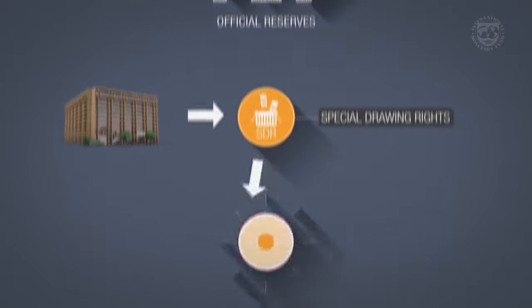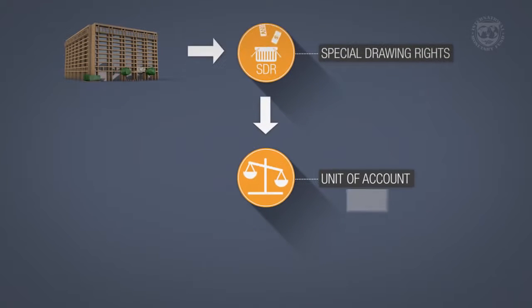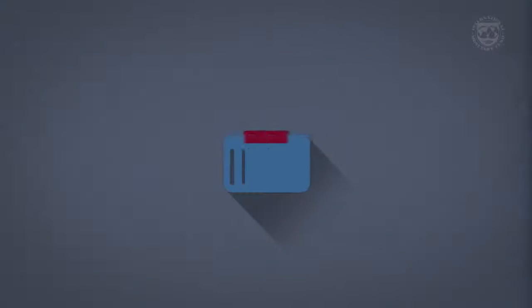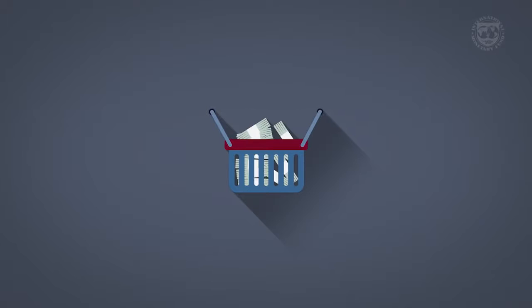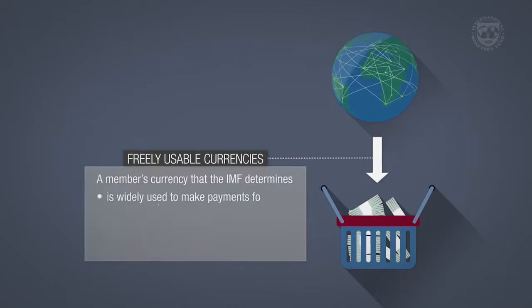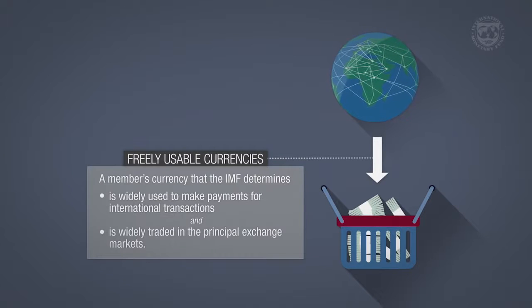In addition to this role, the SDR serves as the unit of account of the IMF and several other international organizations. The IMF's financing arrangements with its member countries are denominated in SDRs. The value and yield of the SDR are defined using a basket of major currencies, which are selected due to their importance in the world's trading and financial systems.